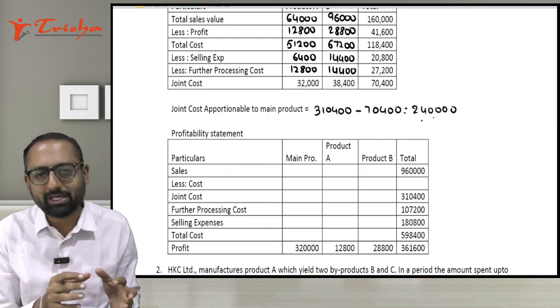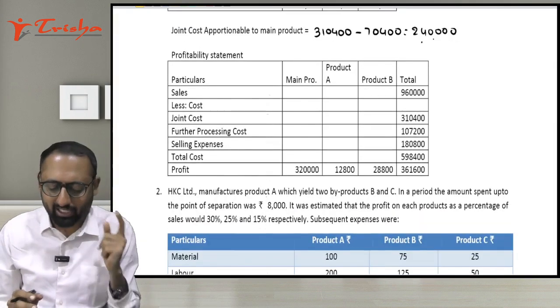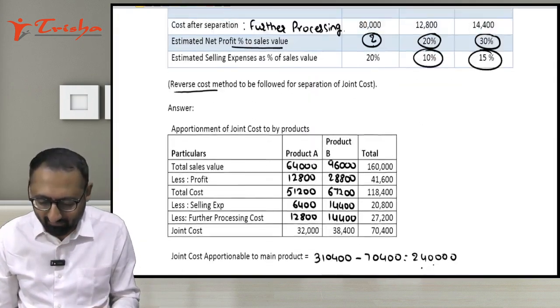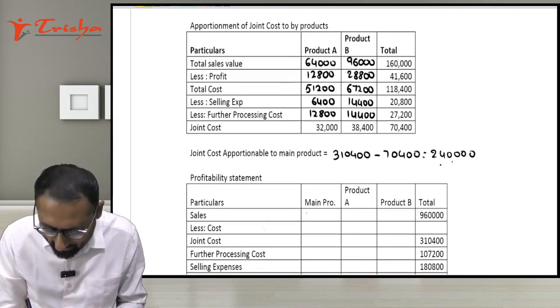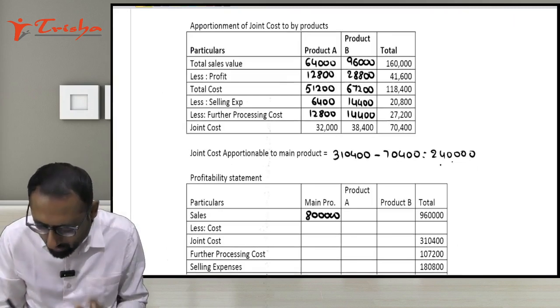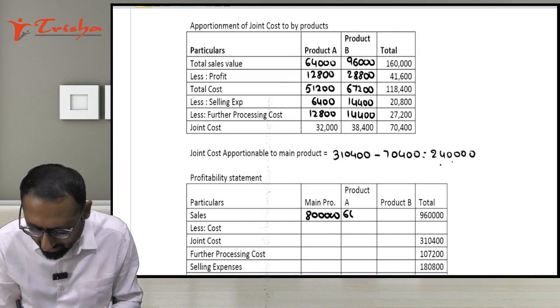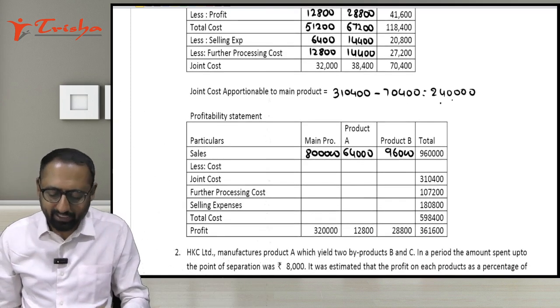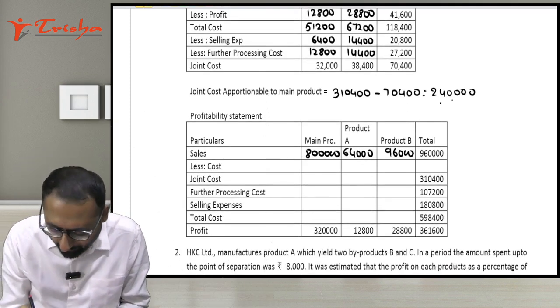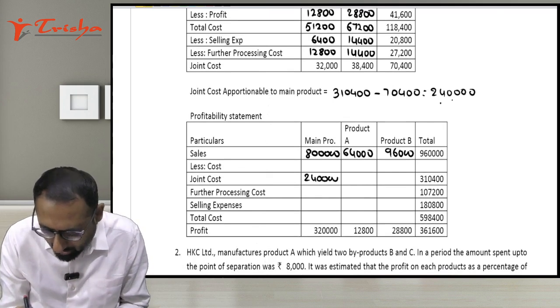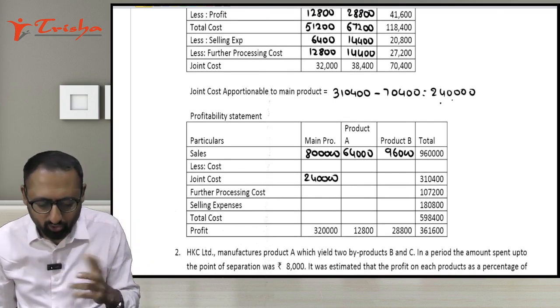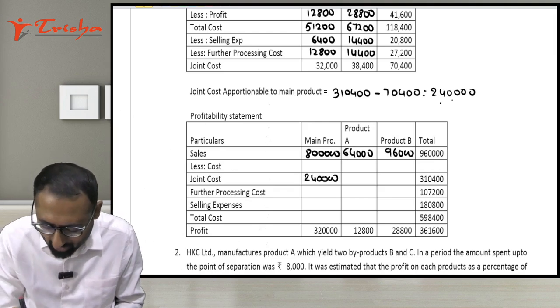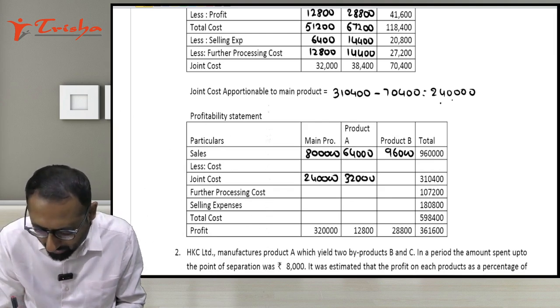In this question, we need to calculate profit as well. So let's quickly calculate the profit. Main product sales value is given as 8 lakhs. Product A sales value we have written there 64,000. Product B sales value we have written 96,000. So total will be 9,60,000 minus cost. So joint cost 2,40,000 is the joint cost of the main product. Then for product A, joint cost we have calculated 32,000. For product B, it is 38,400.